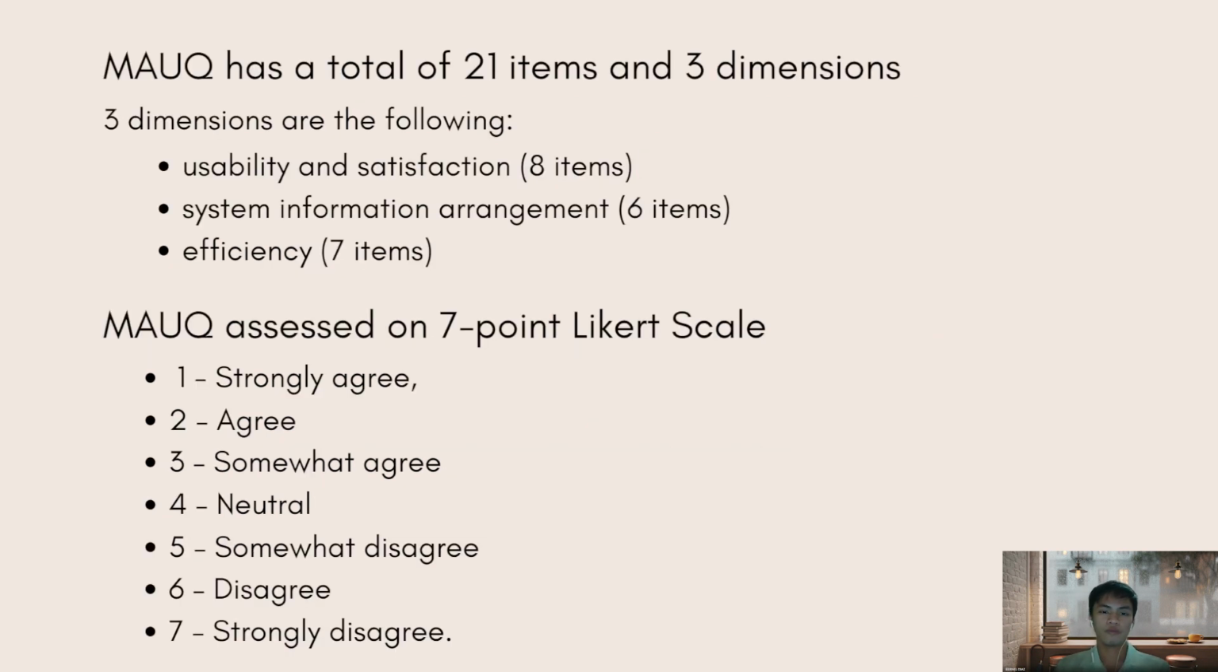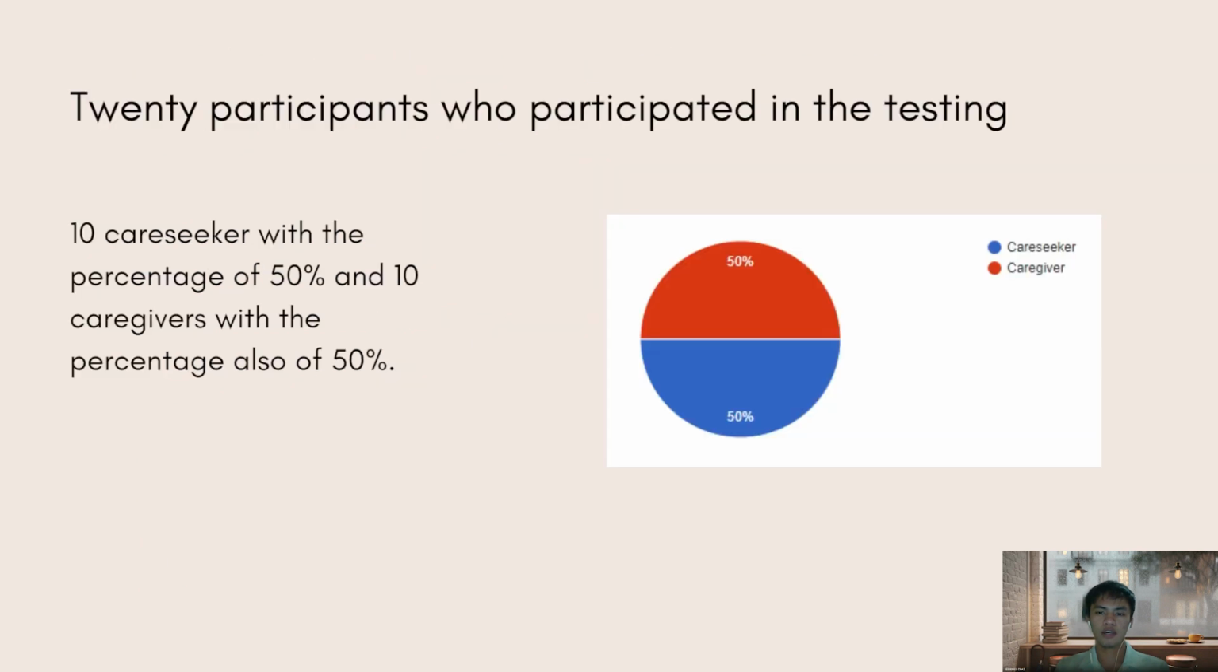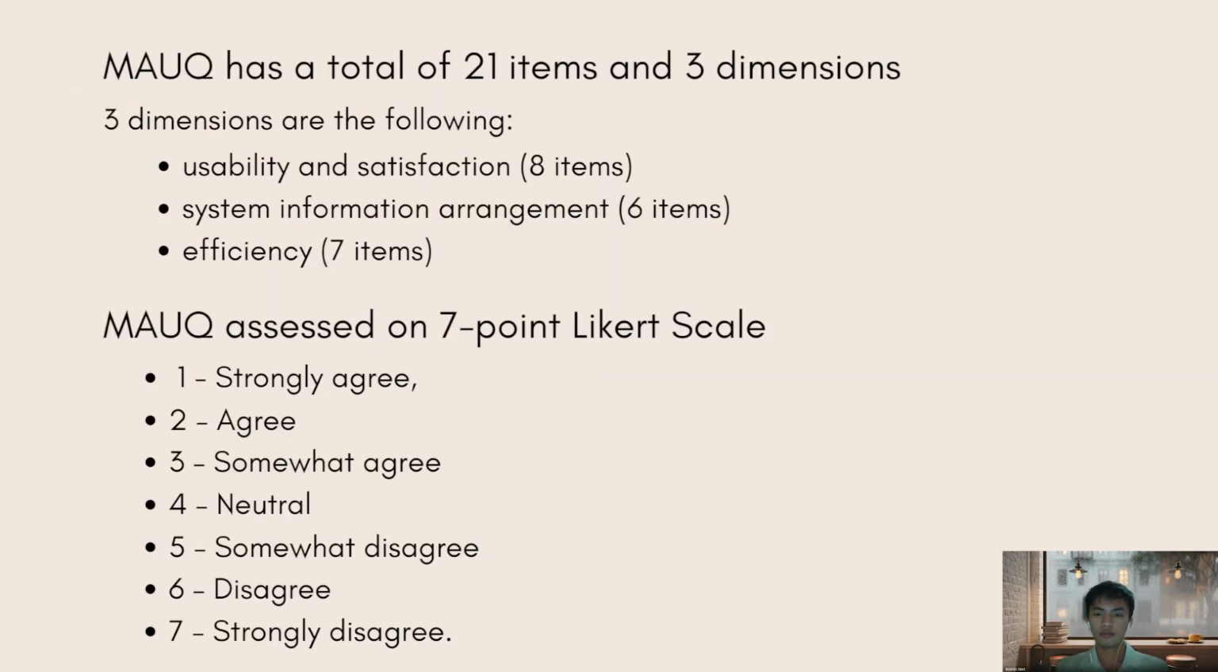So MAUQ has a total of 21 items with 3 dimensions: usability and satisfaction, 8 items; system information arrangement, 6 items; and efficiency, 7 items. Items are assessed on a 7-point Likert scale: 1 for strongly agree, 2 for agree, 3 for somewhat agree, 4 for neutral, 5 for somewhat disagree, 6 for disagree, and lastly, 7 for strongly disagree.